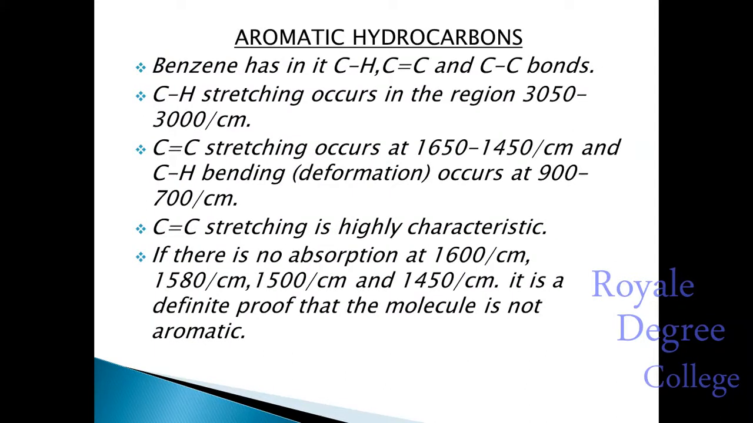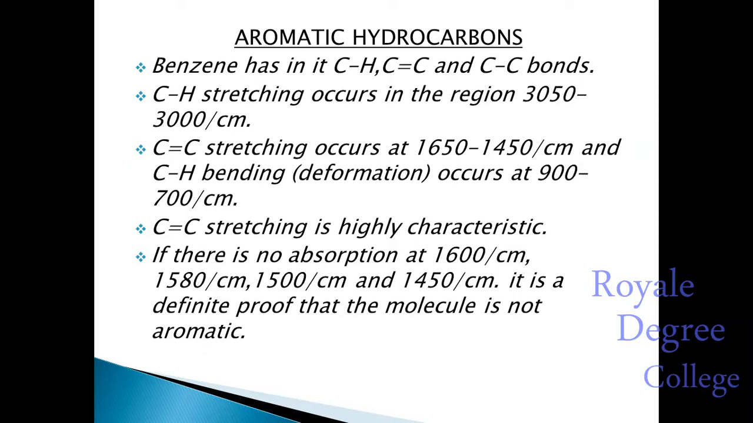Now we'll study about aromatic hydrocarbons. Benzene has in it C-H, C=C, and C-C bonds. C-H stretching occurs in the region between 3050 to 3000 per centimeter. C=C stretching occurs at 1650 to 1450 per centimeter, and C-H bending, that is deformation, occurs at 900 to 700 per centimeter.